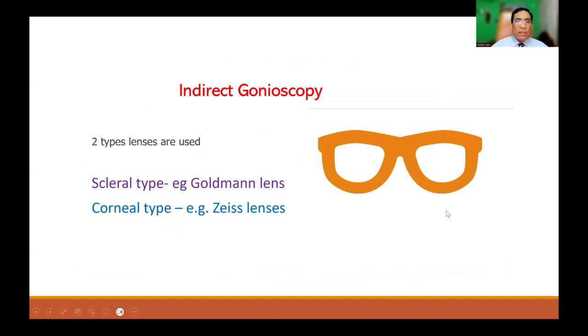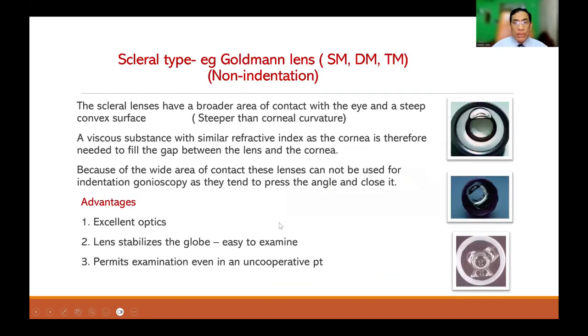Indirect gonioscopy again uses two types of lenses: the scleral type, like the Goldmann lens, and the corneal type, like the Zeiss lenses. These are examples of scleral lenses: single mirror, double mirror, triple mirror. The advantages of these lenses are many because they give excellent optics, the lens stabilizes the globe, it is easy to examine, and it permits examination even in a non-cooperative patient. For learners, students and residents, these lenses can be used earlier because you can see better. Before using the four mirror lens, you can use the one, two or three mirror lenses.